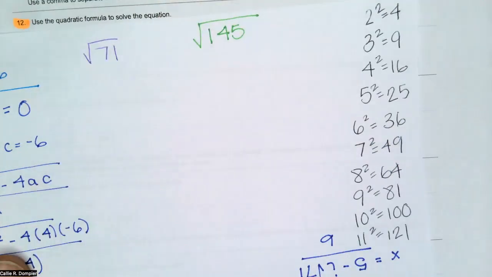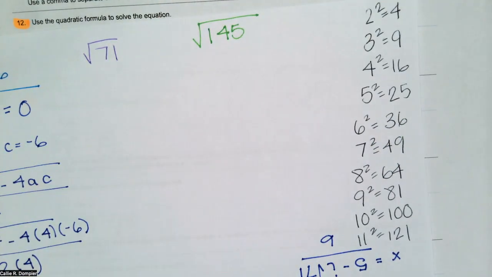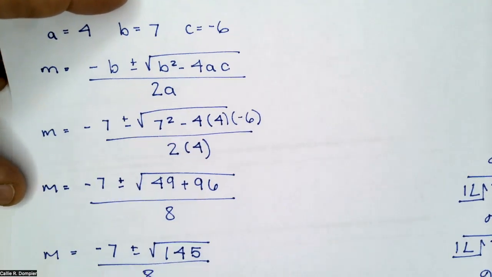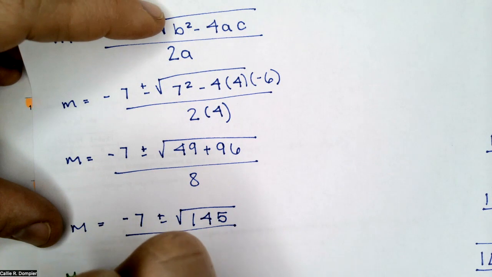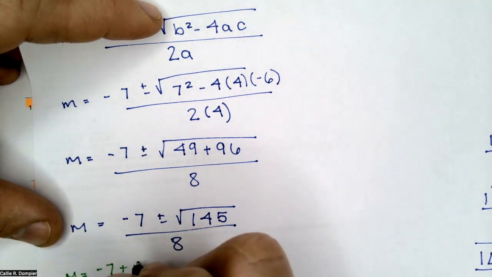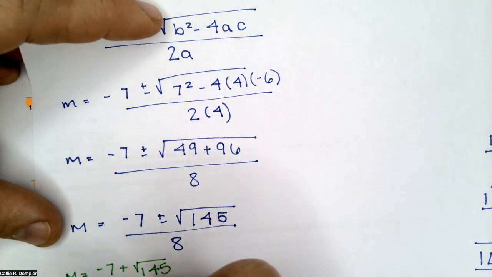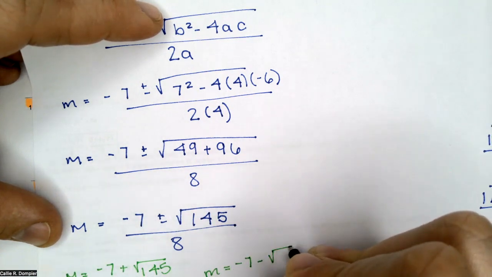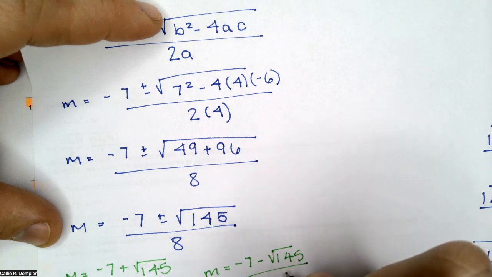So we've checked every number. There's nothing you can factor out of the square root of 145. So you are done. So your final answer is m is -7 plus the square root of 145 over 8, and m is -7 minus the square root of 145 over 8.